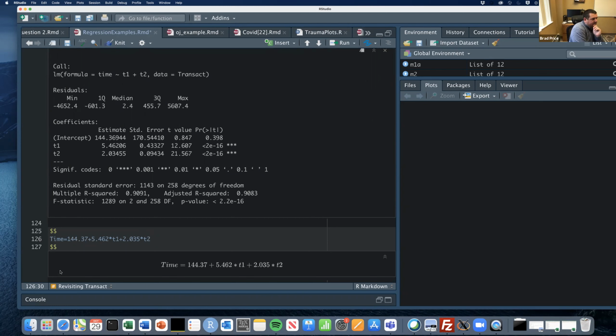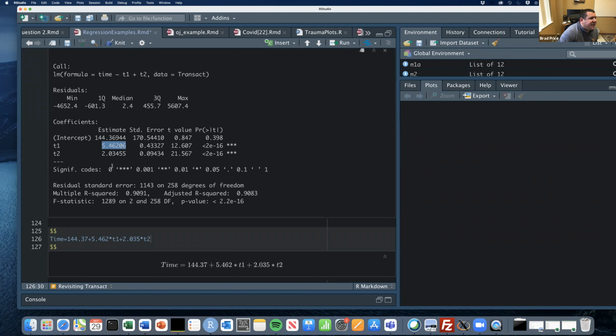Okay. So what does that mean to us? That means for every T2 transaction we see, given the number of T1 transactions doesn't change, we expect an increase in time of around 2.03. So about 2 minutes and 3/100ths of a minute. Can't say 3 seconds because seconds are 60, right? So you can say 2.03 minutes.